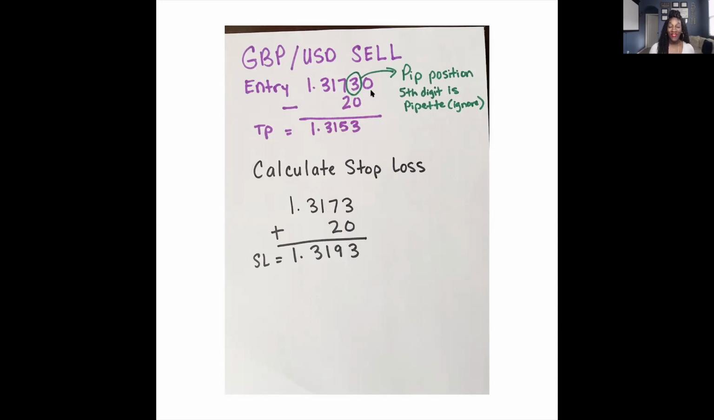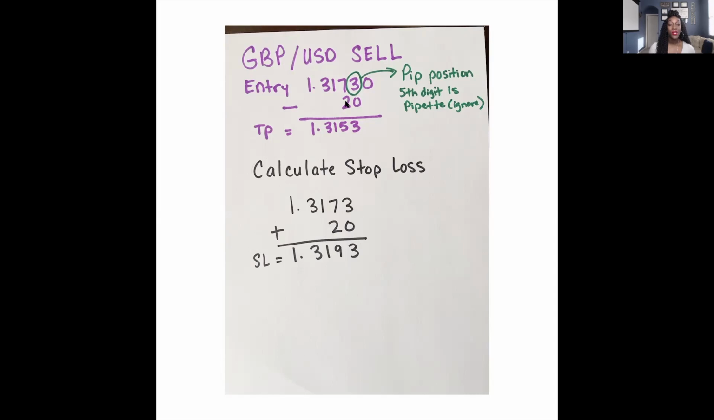Now, we don't need to get all technical. Just know that you can exclude the pipette. So I want you to pretend like the pipette doesn't even matter. So with these 4-digit numbers, pretend like the 5th digit does not exist. Just completely ignore it. And we want to focus on the pip position. So you're always working with the 4th digit after the decimal, okay?